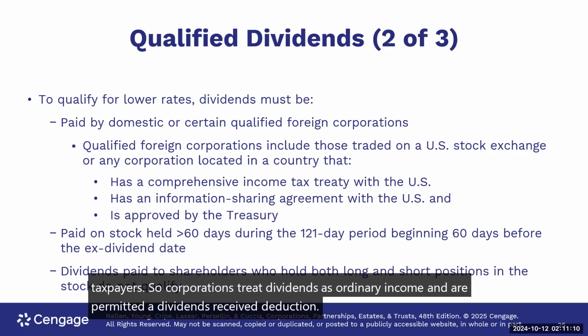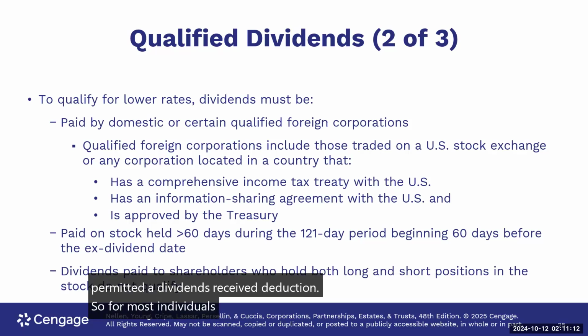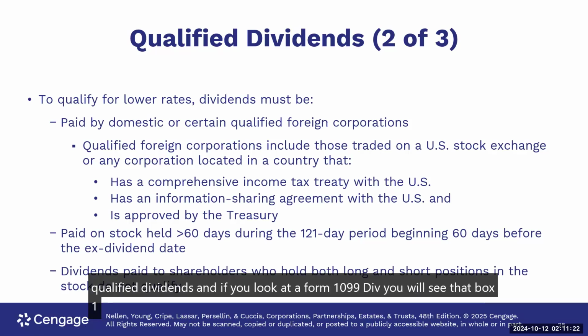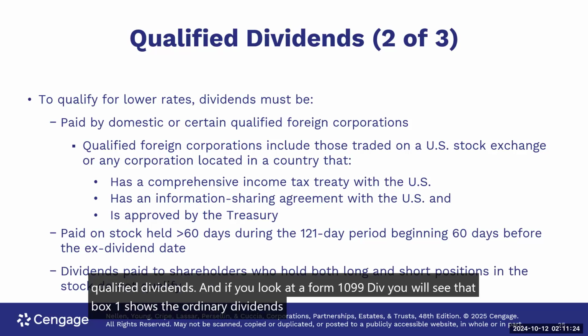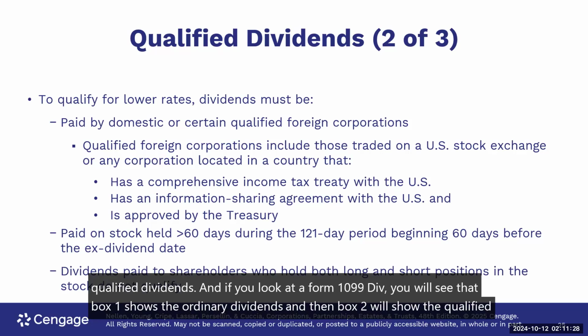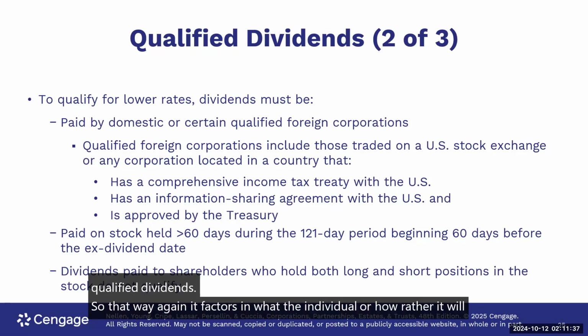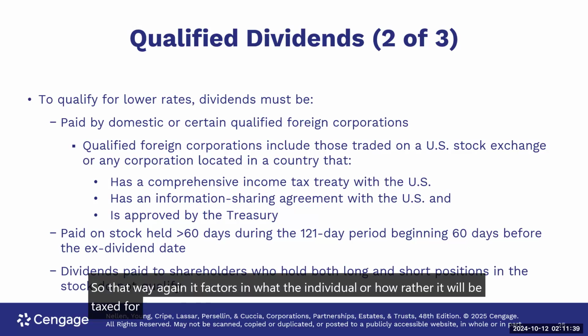So for most individuals, dividends that meet certain requirements are called qualified dividends. And if you look at a Form 1099-DIV, you will see that box 1 shows the ordinary dividends, and then box 2 will show the qualified dividends. So that way, again, it factors in how it will be taxed for the individual.